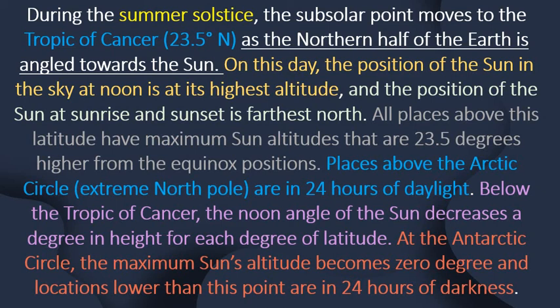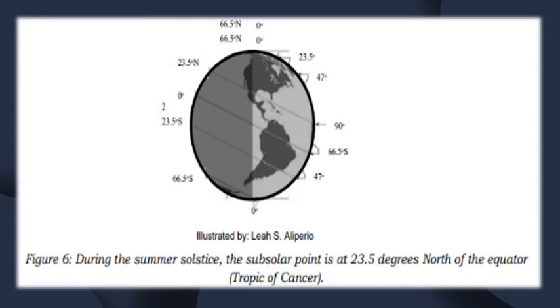Below the Tropic of Cancer, the noon angle of the sun decreases a degree in sun height for each degree of latitude. At the Antarctic Circle, the maximum sun's altitude becomes 0 degrees, and locations lower than this point are in 24 hours of darkness. So this figure number 6 is a picture during the summer solstice. The subsolar point is at 23.5 degrees north of the equator, which is located in the Tropic of Cancer.